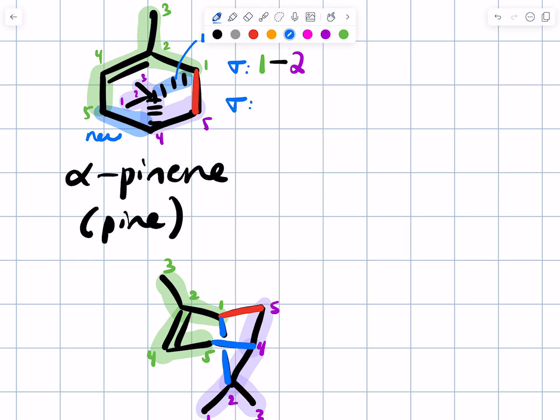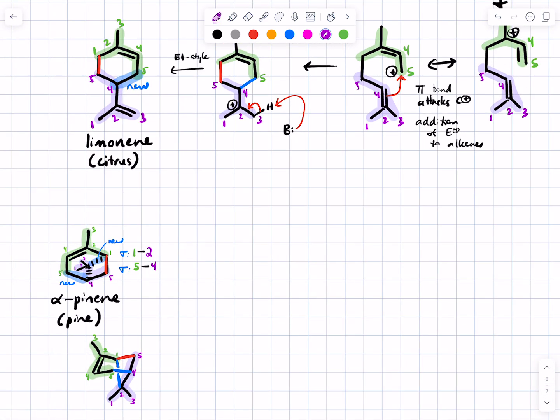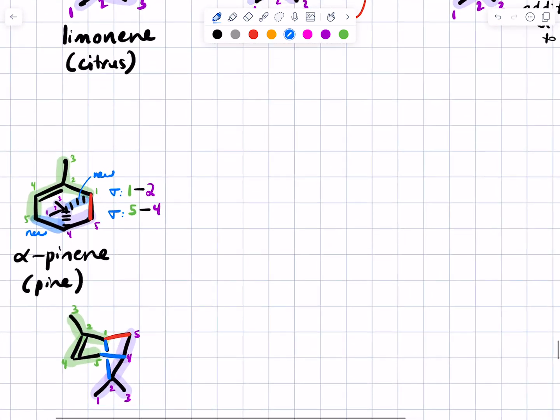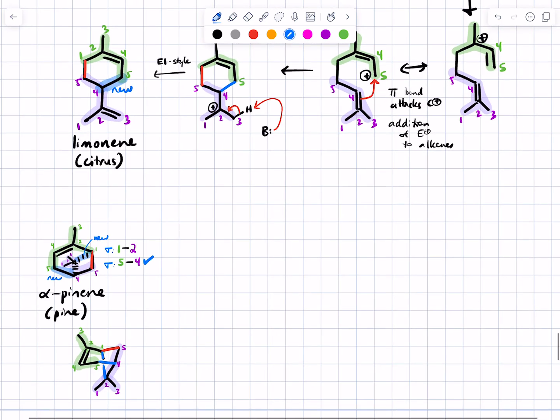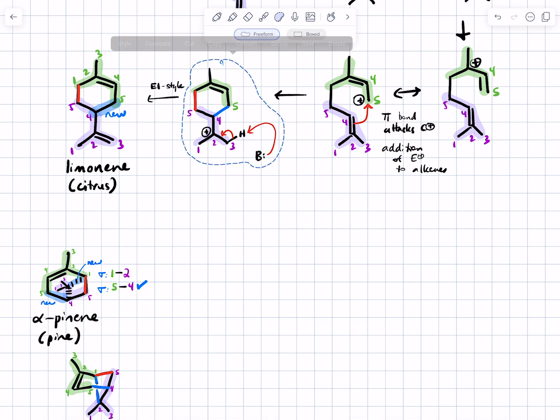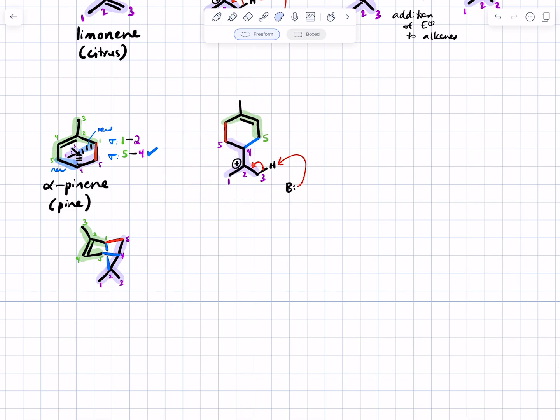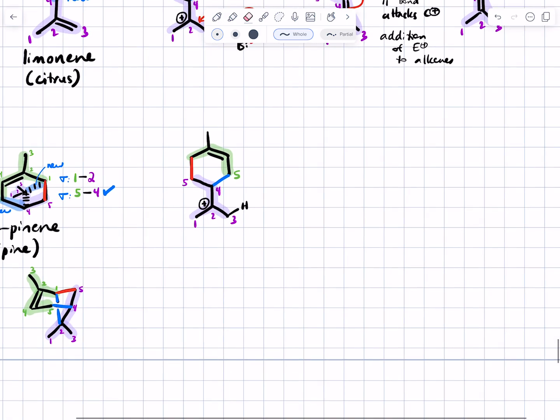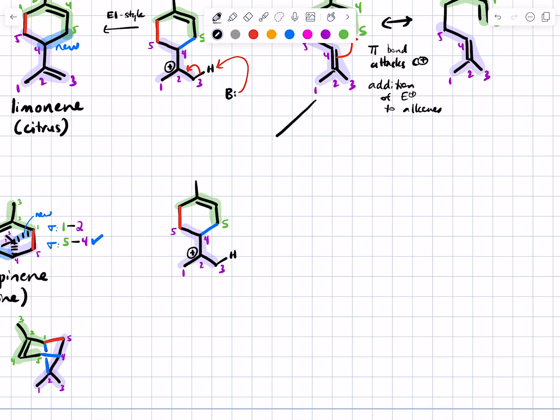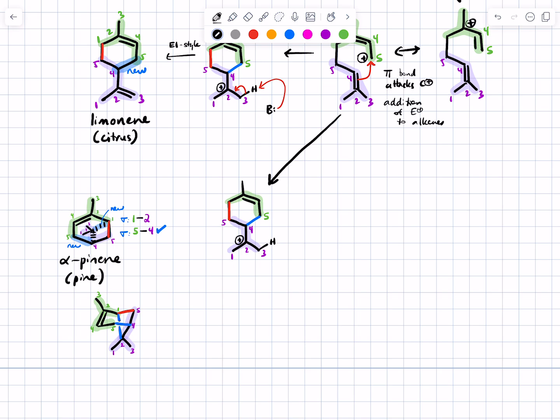And we also need a new sigma bond between green 5 and purple 4. Now, if you're paying attention, notice we already made the bond between green 5 and purple 4 in limonene. That tells me that this precursor with the carbocation on carbon 2 and the newly made bond between green 5 and purple 4 is a common intermediate on the way to alpha-pinene, a common intermediate in the pathway to limonene versus alpha-pinene.